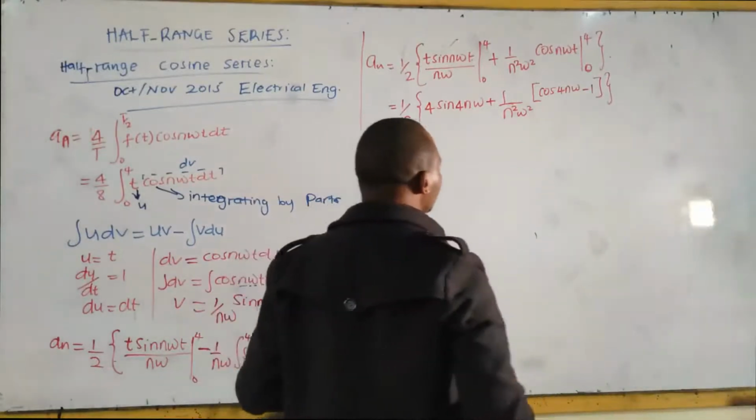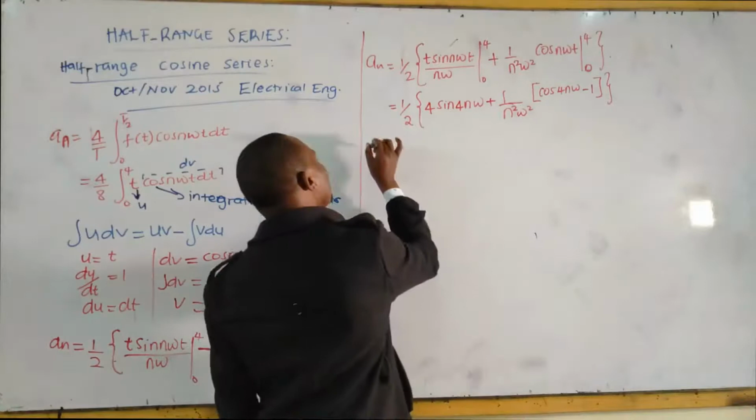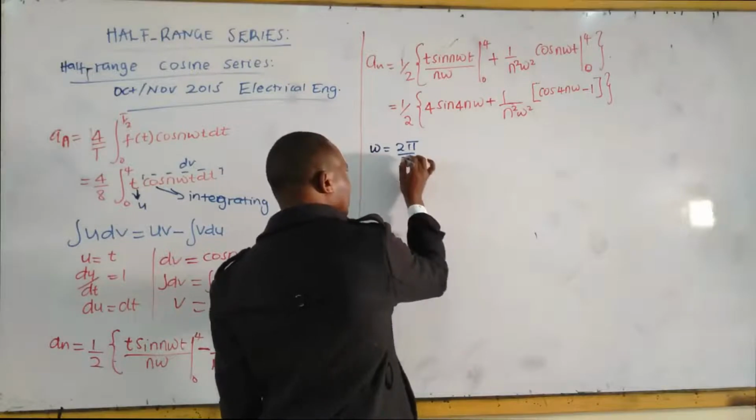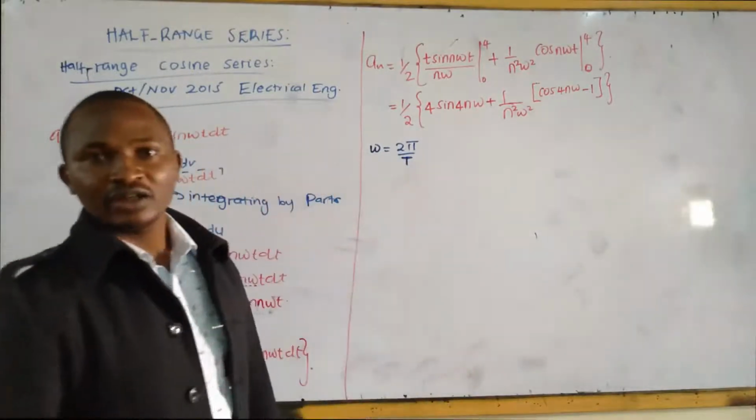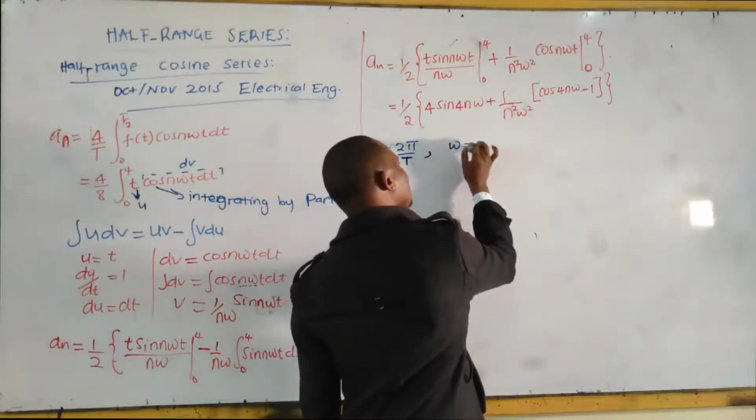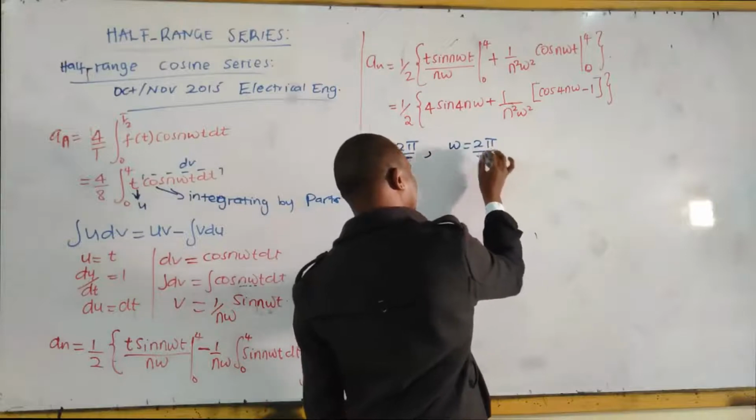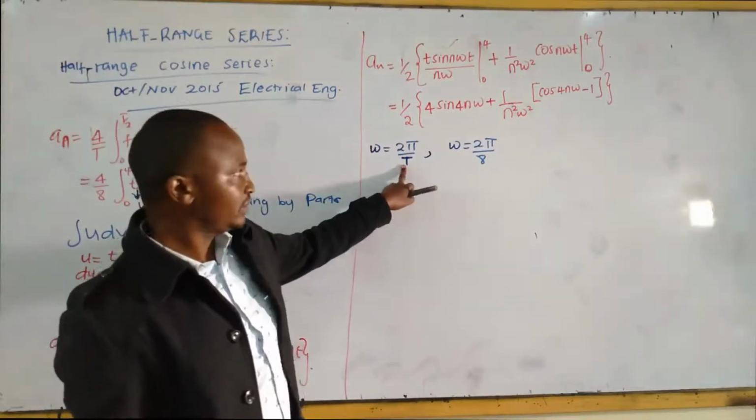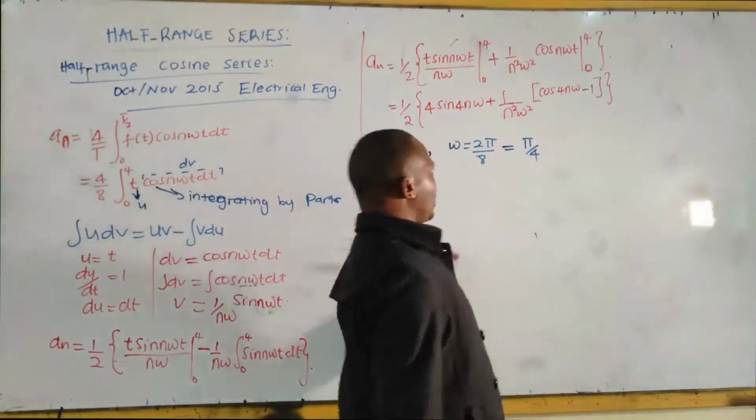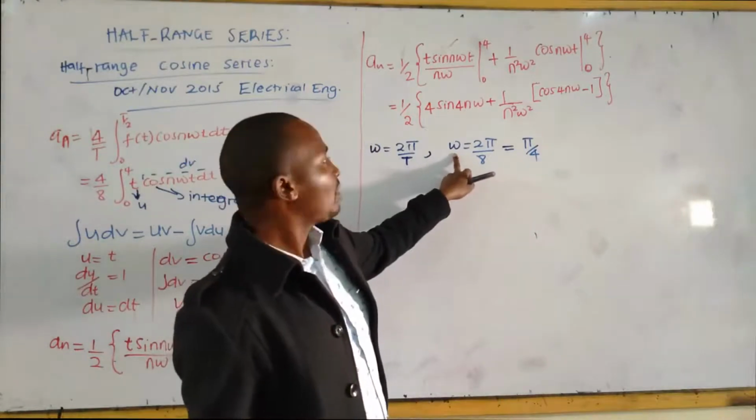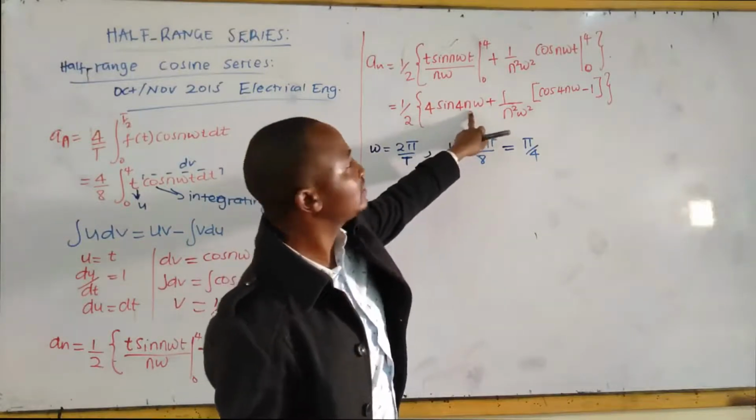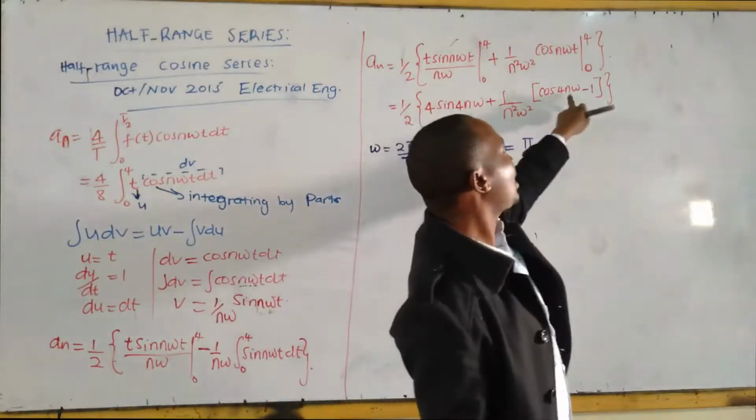We know that omega is equal to 2 pi over T. But you know T is equal to 8. So omega is equal to 2 pi over 8. This tells us omega is equal to pi over 4. Let us now substitute omega equal to pi over 4 everywhere you have omega, inside the sine and the cosine function.